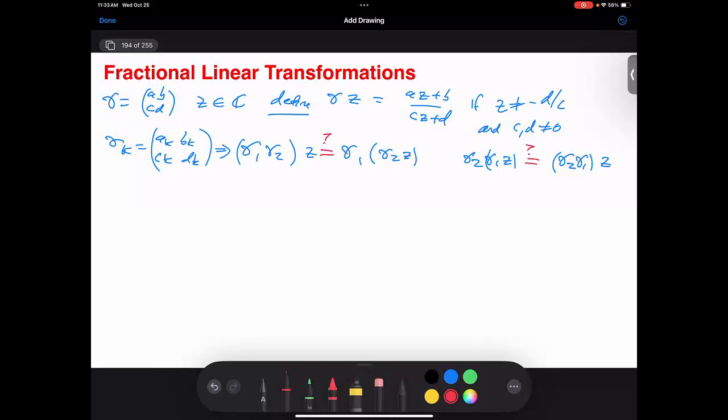Probably not. Why not? Yeah, matrix multiplication is not commutative. So I would be shocked if that works. Yes?